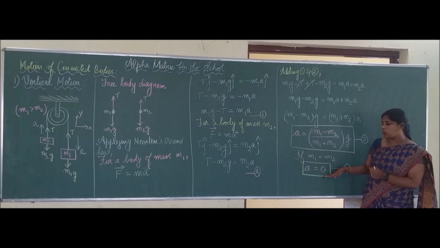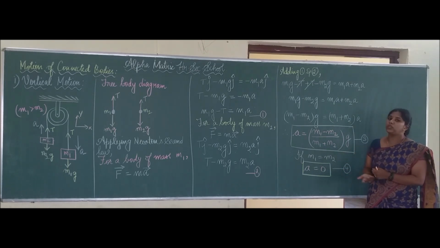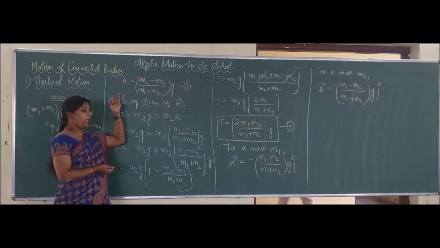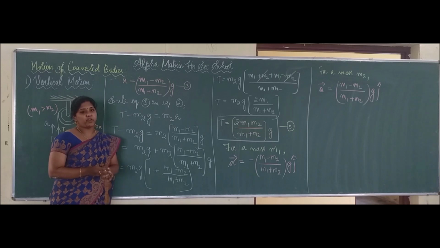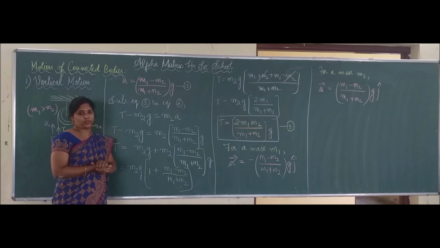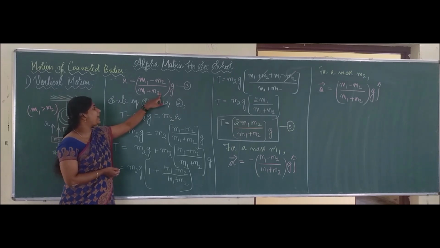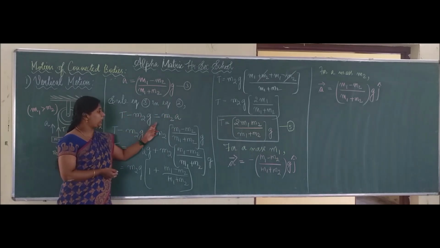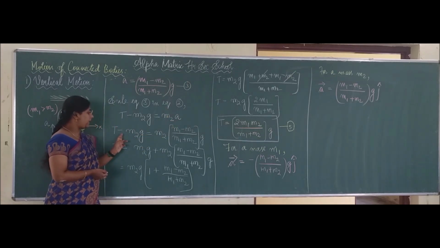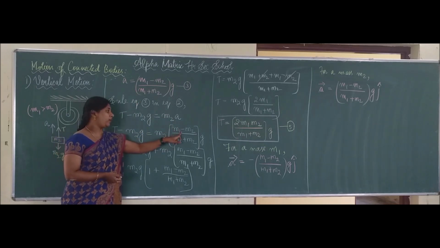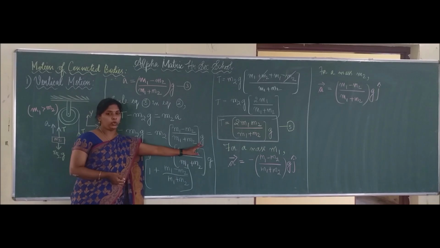So we got the first thing, the acceleration. Next we have to see what tension is acting along the string. We calculated the acceleration equation: a equal to m1 minus m2 by m1 plus m2 into g. Next we have to calculate the tension acting along the string, so we substitute this a equation in equation 2. Equation 2 is T minus m2g equal to m2a. So T minus m2g equal to m2 into m1 minus m2 by m1 plus m2 into g.